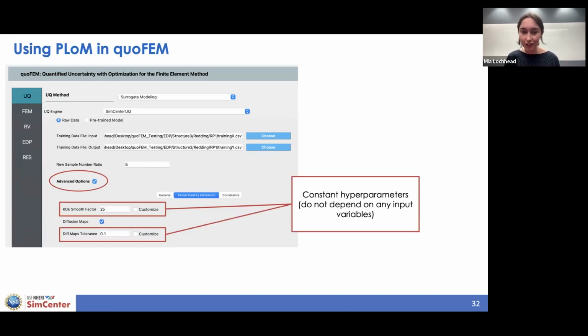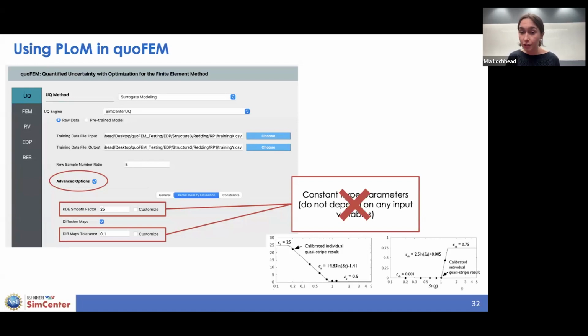Initially, as a default, quoFEM has constant hyperparameters. These values are shown here. They don't depend on any input variables; they are just constant parameters that we can use for the PLoM model. However, if you recall from earlier, this is actually not what we were doing in the context of the bridges. We have functional forms of hyperparameters that map from earthquake intensity to our appropriate parameter.